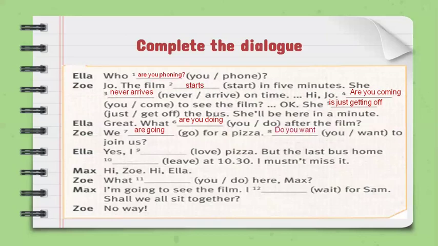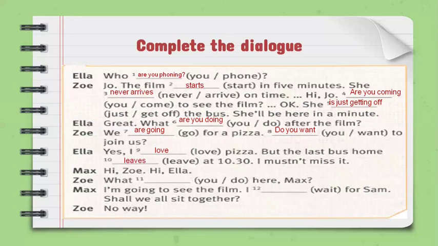Do you want to join us? Plain simple. Present simple question. And we can't say do you wanting to join us, because want is a state verb, which means that it has to be in present simple or in simple in general. Yes, I love pizza. This is just a general statement about her preferences. But the last bus home leaves at 10:30. Again, this is a timetable event.